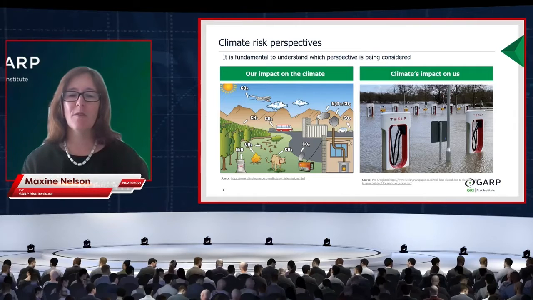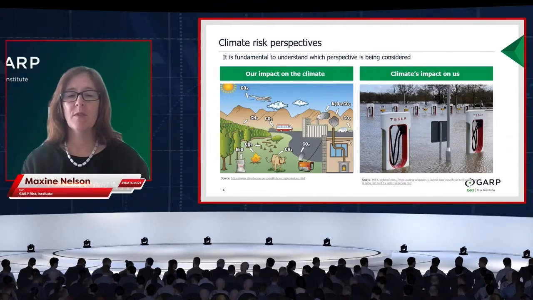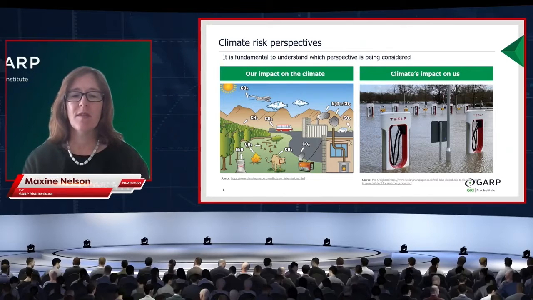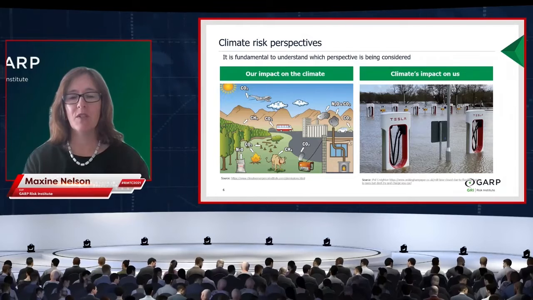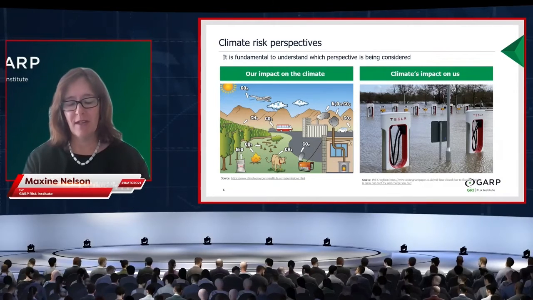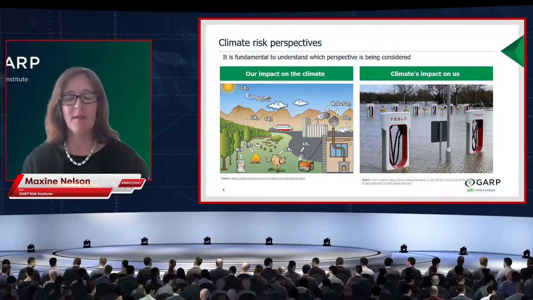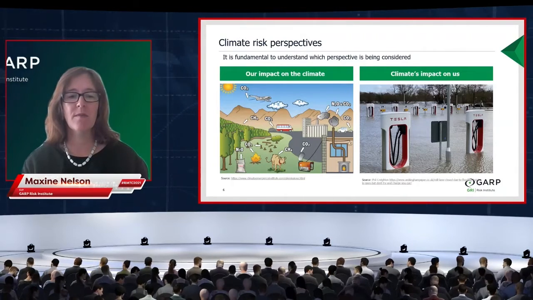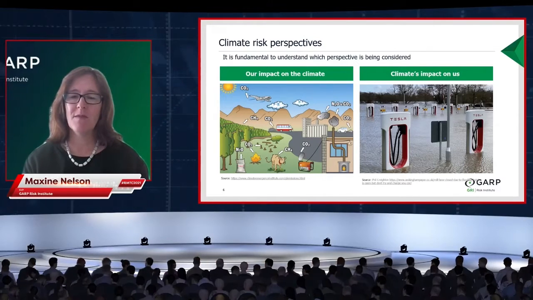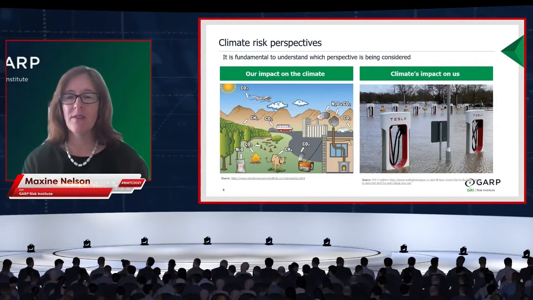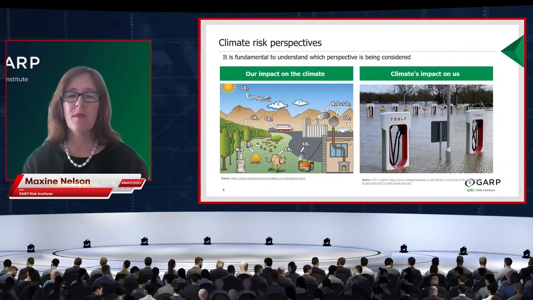For example, in the photo on the right, we can see an electric charging station that's underwater because it was built on a floodplain. So this is a good example of the need for more electric vehicles and charging stations due to the need to transition to a low carbon economy. Plus, we also need to be mindful of the increases in physical risk. And to add even more complexity to this, these two perspectives are interrelated over long time periods. The more we impact the climate, the more it will change and impact us in turn.